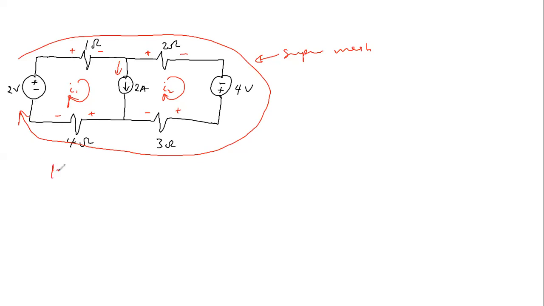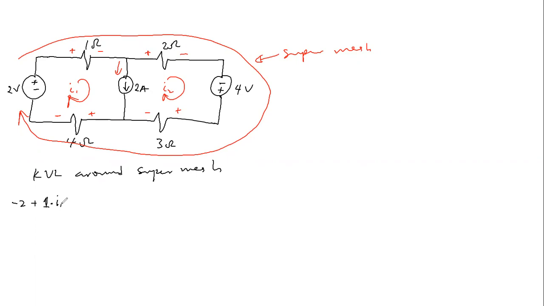So what do we do? Write KVL around the super mesh. And here, current goes into the negative terminal. That's -2 plus 1 times I1. That's current in this loop.